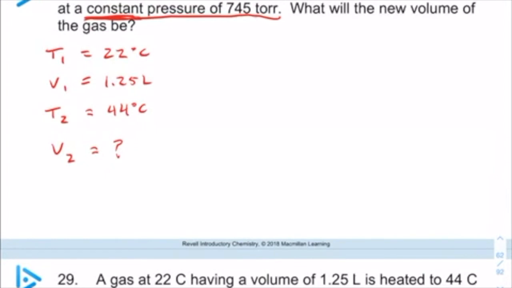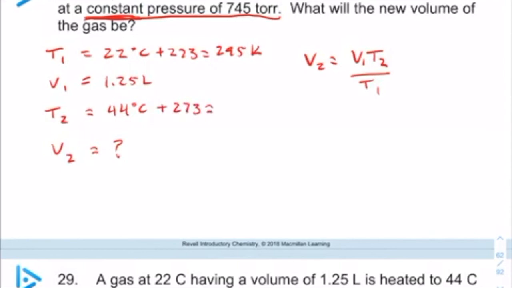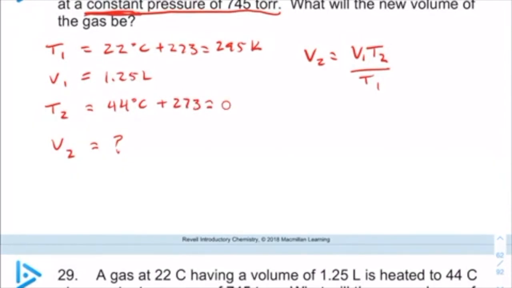So I've got a T1, a V1, and a T2 and a V2. Pressure is constant. So we will have V1 over T1 equals V2 over T2. And we want to solve for V2, so we find that V2 equals V1 T2 over T1. Remember our temperatures need to be in kelvins. So plus 273 makes that 295 Kelvin. My other temperature, plus 273, 317.